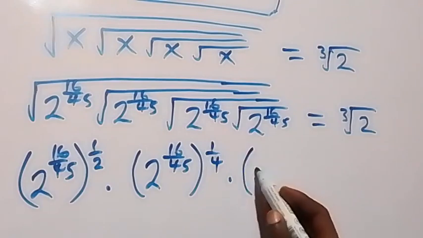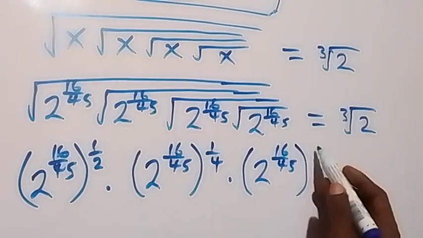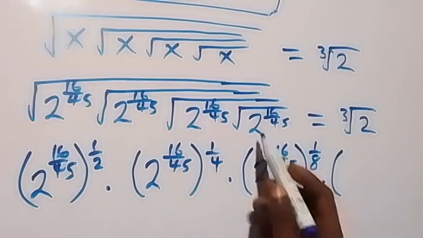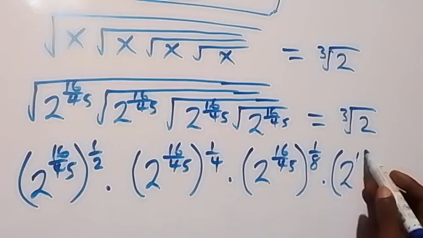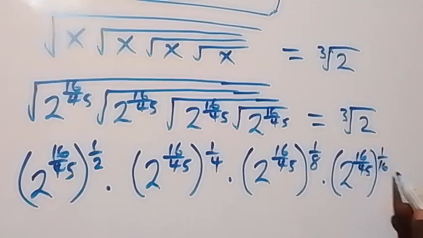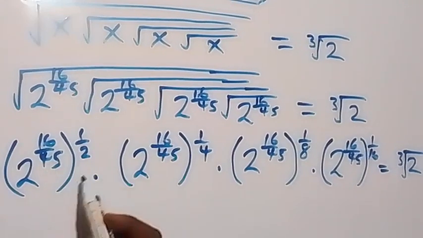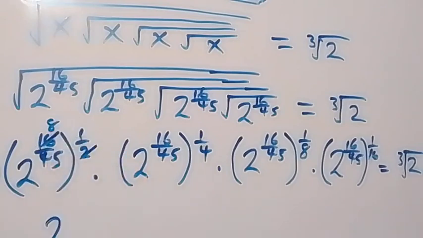So we have into bracket 2 raised to power 16 over 45, which is raised to power 1 over 8. Then also times the last one here, taking 4 roots, that will be 1 over 16. So we have 2 raised to power 16 over 45, then raised to power 1 over 16. Will this give us cube root of 2? Then when we check from here, this power multiplies, and we can see 2 here 1, 2 here 8. So this remains 2 raised to power 8 over 45.